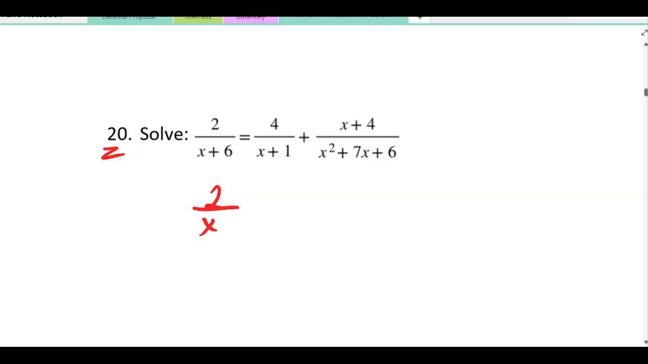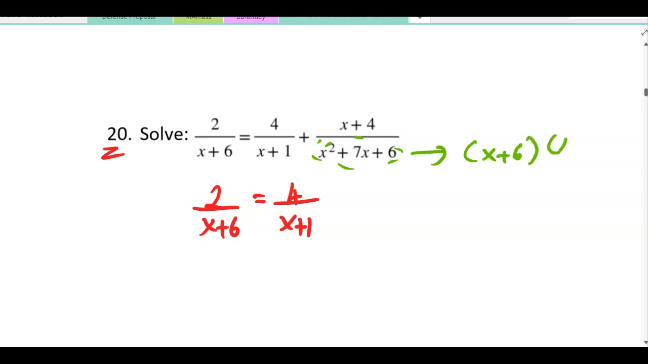So 2 over x plus 6 equals 4 over x plus 1. Then we should be able to write this as the factors of x plus 6, x plus 1. Right? So x plus 4 divided by x plus 6 times x plus 1.